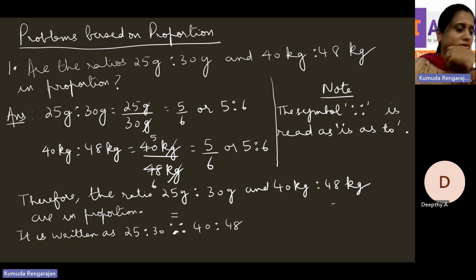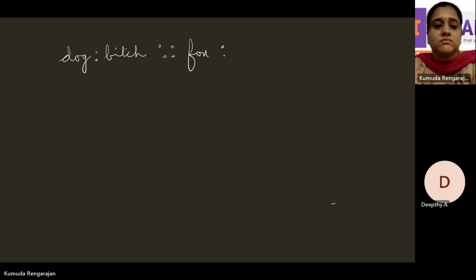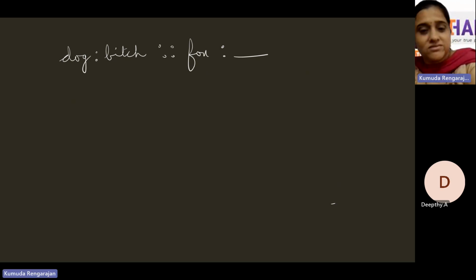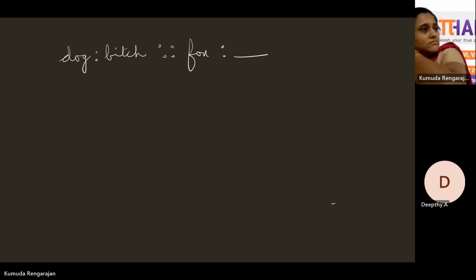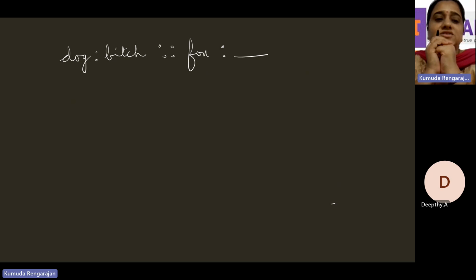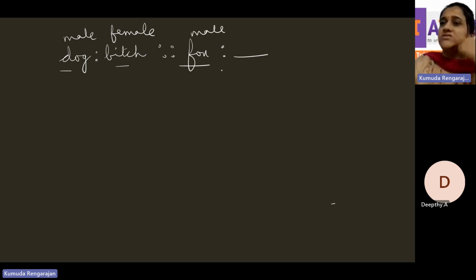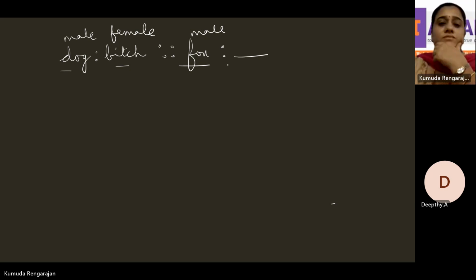Now let me ask you a question. These symbols are also used in English, only for questions like this. Tell me, answer this: dog is to bitch as fox is to what? Dog is to bitch. So what do you understand from these two? Ma'am, they're male and female. Male and female, yes. So fox is male. What's the female called? Vixen.